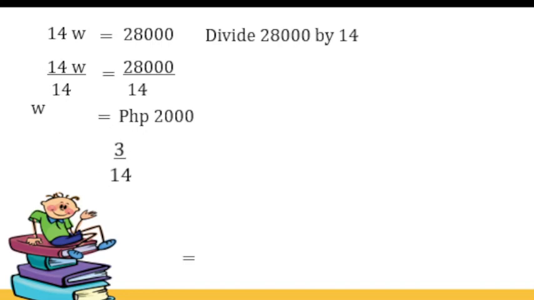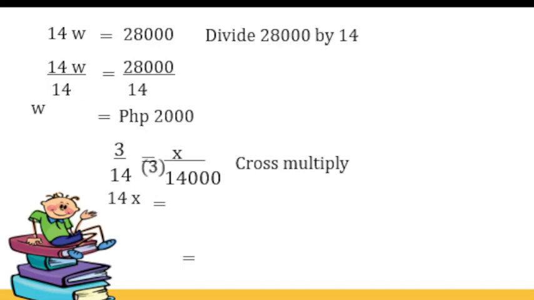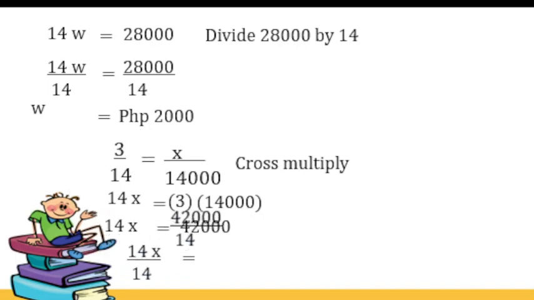Next, we have 3 over 14 as X over 14,000, cross multiply again for Cielito. Then we have 14X is equal to 3 times 14,000, and the product of 3 and 14,000 is 42,000, and then divide that by 14. So that is Cielito's share, which is 3,000.